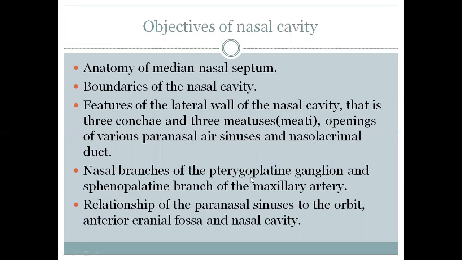Nasal branches of the pterygopalatine ganglion and sphenopalatine branches of the maxillary artery we'll discuss in this lecture. Relationship of the paranasal sinuses to the orbit and anterior cranial fossa and the nasal cavity. So these are the objectives that we will discuss in detail today.